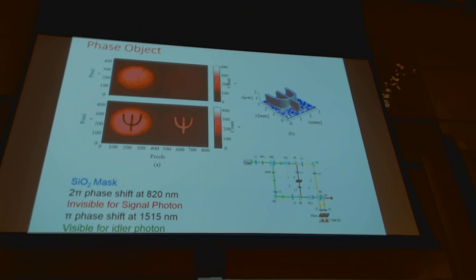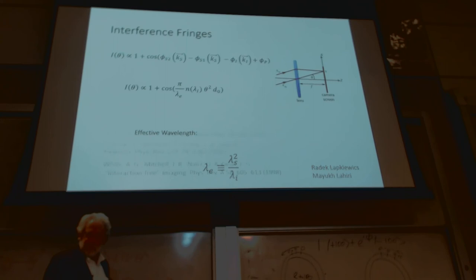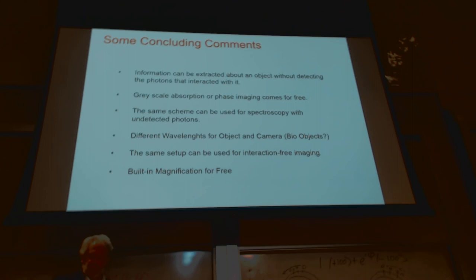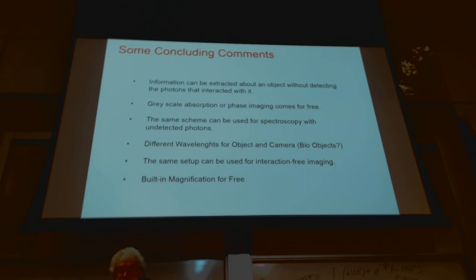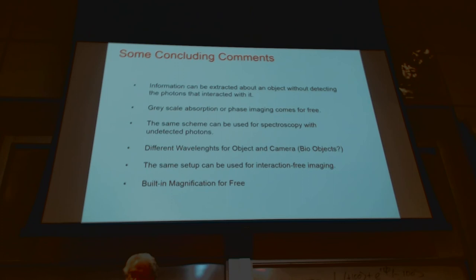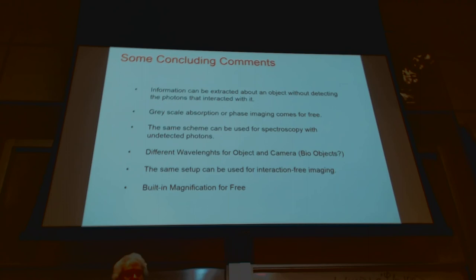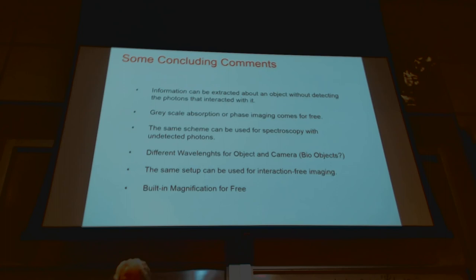Now I should come to the end of the talk. I skip through all this. This is some considerations about resolution. So some points in the experiment: information can be extracted about the object without detecting the photons that interacted with it, because the idler photon is discarded. You get grayscale imaging, phase imaging. You can actually generalize this also to spectroscopy. This is obvious. Okay. Right, and that's it.